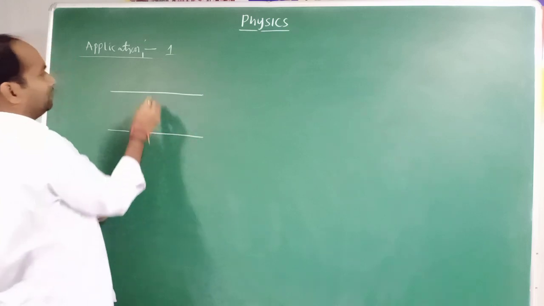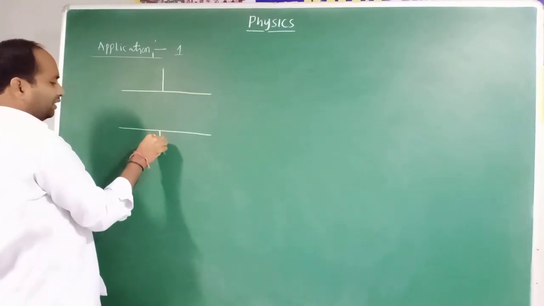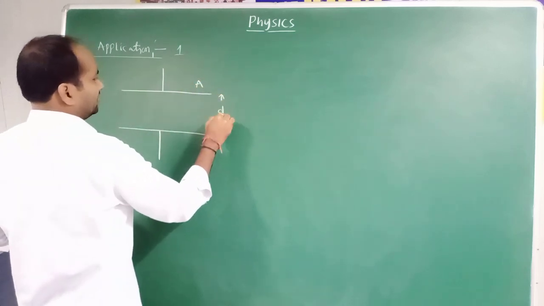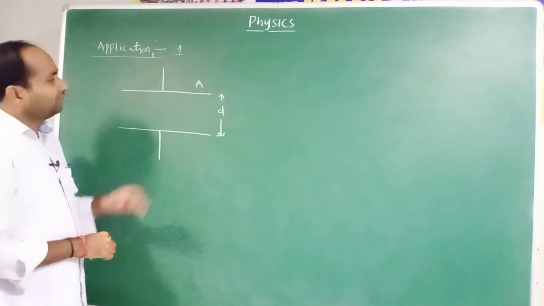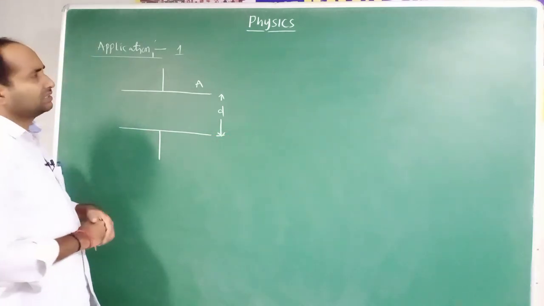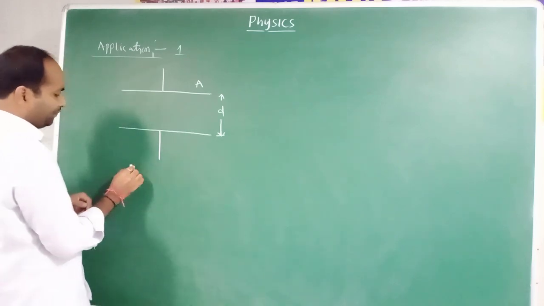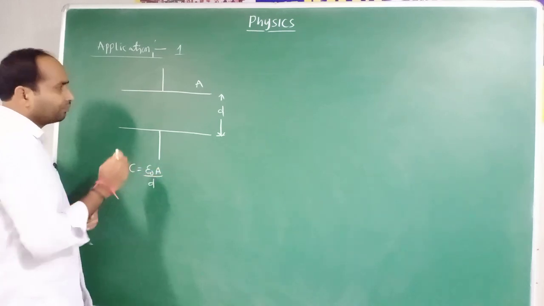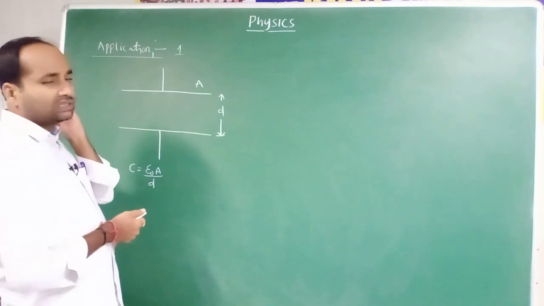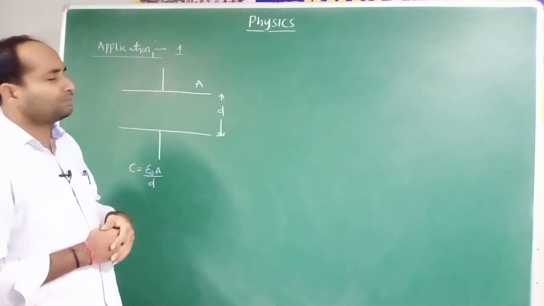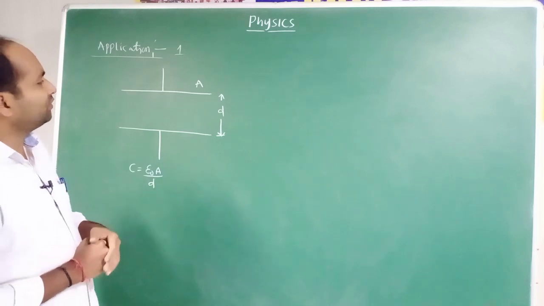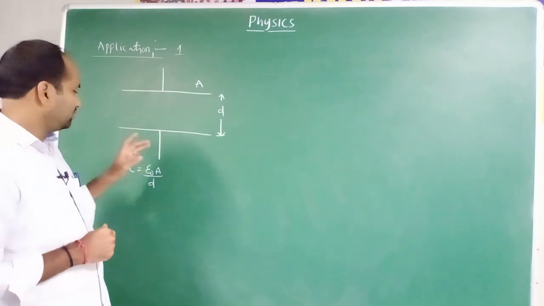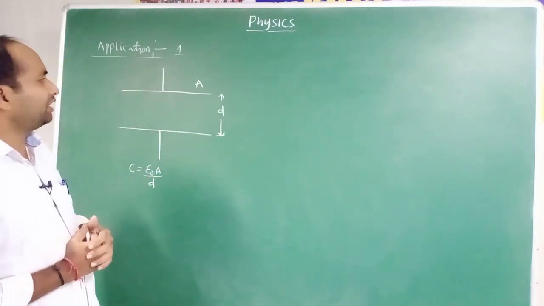Okay, let it be a parallel plate capacitor. The area of each plate is capital A and the distance between the plates is D. When air is the medium between the plates, what is its capacitance? We may write C is equal to epsilon naught A by D. When the two plates are separated in free space, the capacitance can be written as epsilon naught A by D.